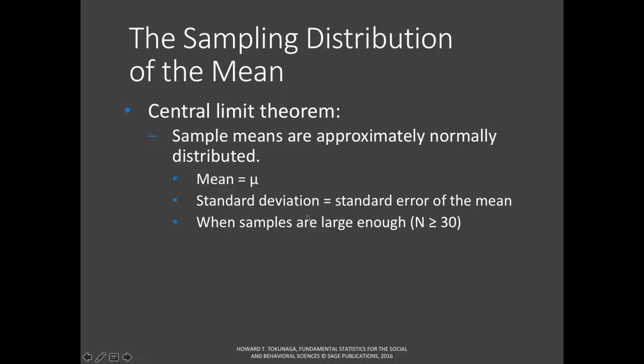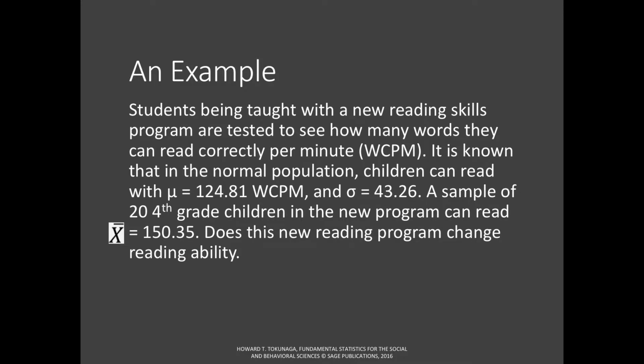A little bit about the central limit theorem is that sample means are approximately normally distributed. We're making this assumption, again, for the rest of the class. So the mean is this U symbol and the standard deviation is equal to the standard error of the mean, if the sample is greater than or equal to 30. If the sample is less than 30, this is not true, and we'll talk about that a little bit later in this lecture, but if it's greater than or equal to 30, then this mean and the standard deviation are equal to the standard error of the mean. Okay.